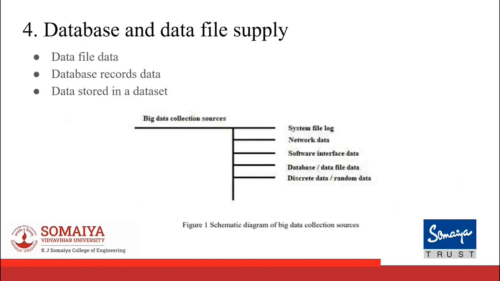Database and data file supply includes data file data, database records data, and data stored in a dataset. You can see here the schematic diagram of big data collection sources, which involve system file log, network data, software interface data, database, and discrete data, etc.